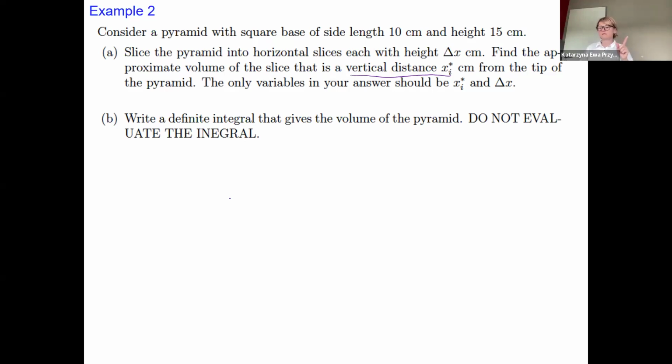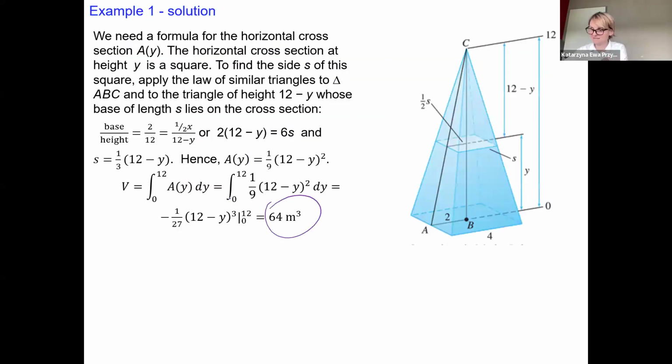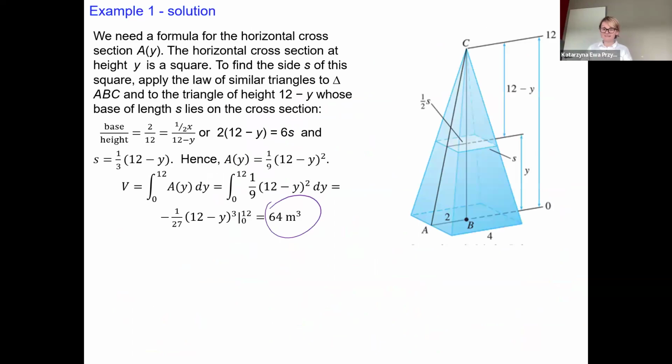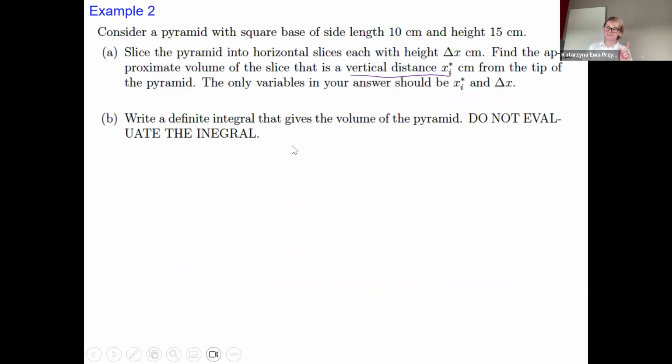The only variables in your answer should be x sub I and delta x. Yes, they want one. That means this is the answer. I can even call it part A. We don't have it labeled part A, but that's what it is. As we can see, s squared delta y. Now we will have everything in terms of x, but we have to be precise for the picture. And now write a definite integral that gives the volume of the pyramid, and we don't have to evaluate.